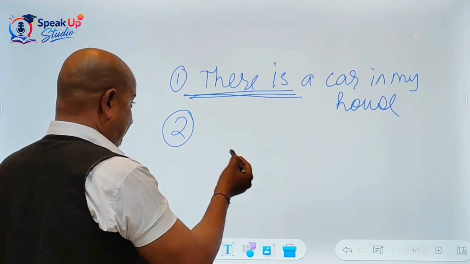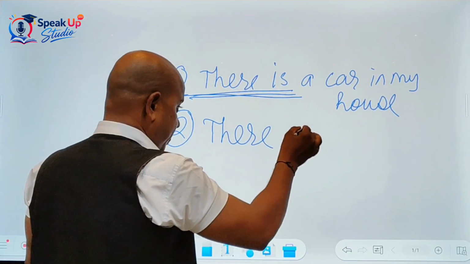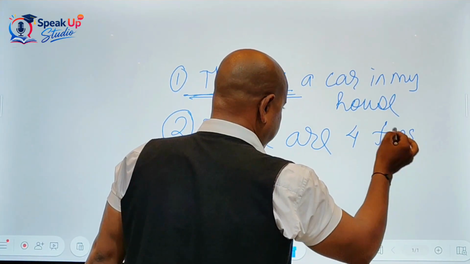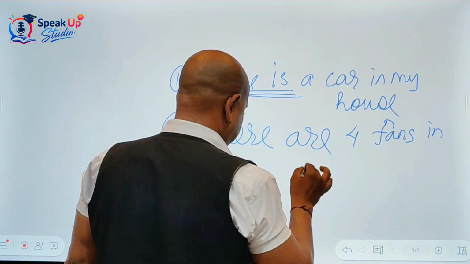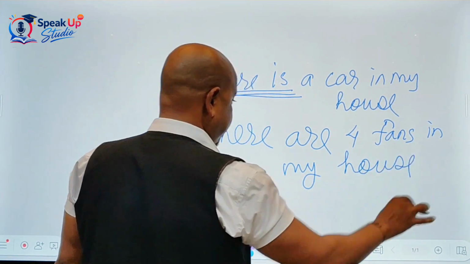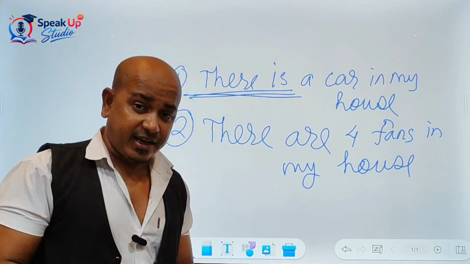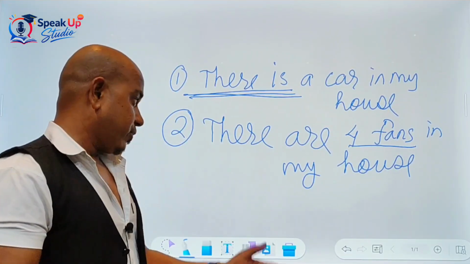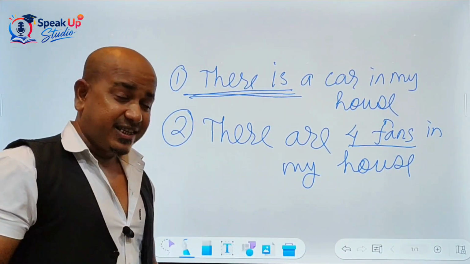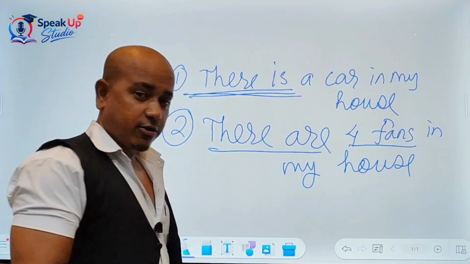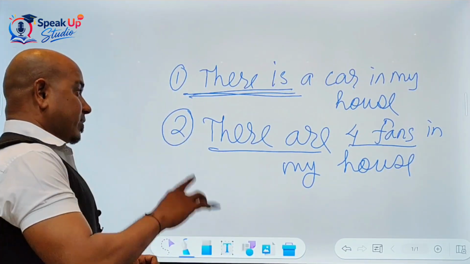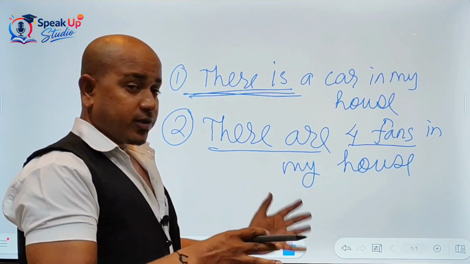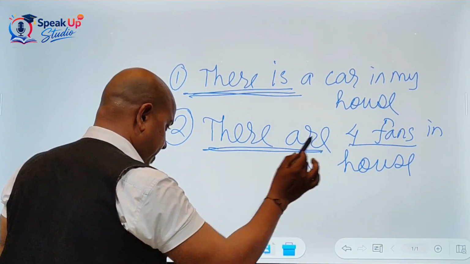And if I want to say, "There are four fans in my house." Just look at this, guys. Why am I using "there are" here? Because I'm talking about more than one thing, multiple things. So if you have to talk about multiple things, then you have to use "there are." There's no question at all, correct? So once again, for single things we use "there is," as in "There is a car in my house." And for multiple things, more than one, we use "there are," correct?